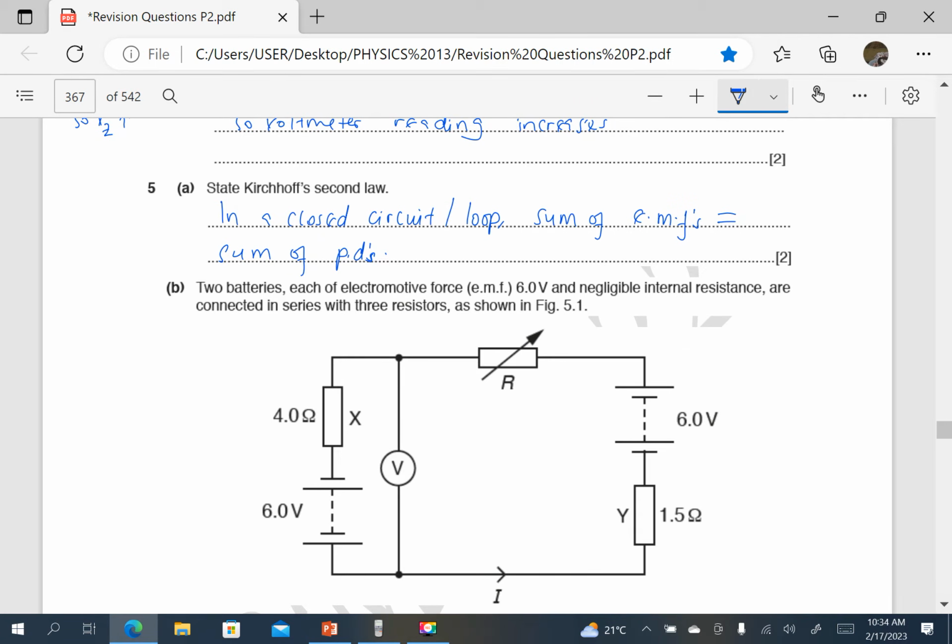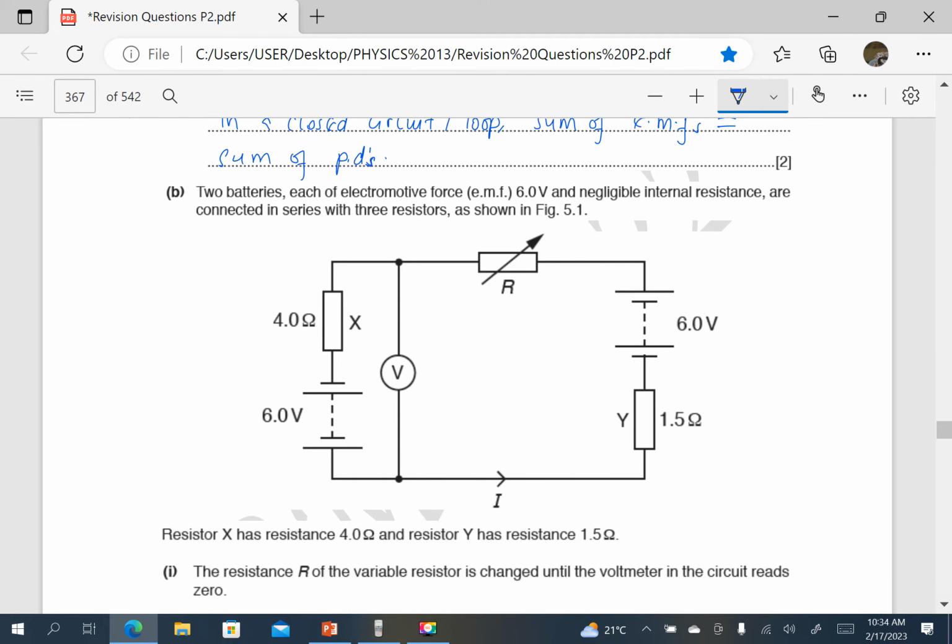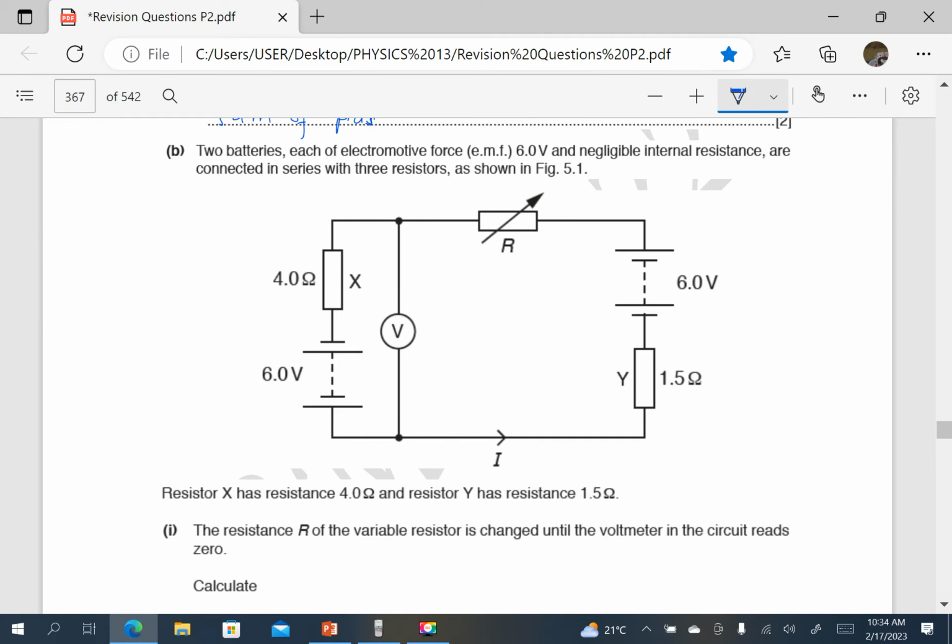Two batteries, each of electromotive force 6 volts and negligible internal resistance, are connected in series with 3 resistors as shown here. So you can have a look at the diagram.